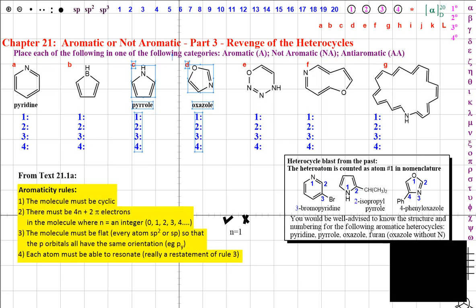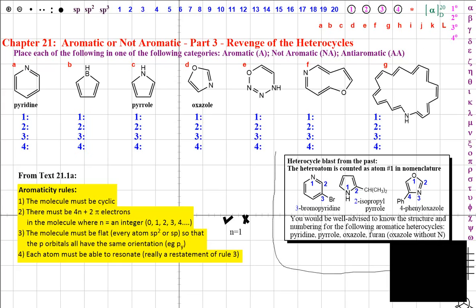Welcome to our final installment in the aromatic or not aromatic exploration. All of the molecules on the screen here have an atom other than carbon in the ring. This makes them members of the family of heterocycles.